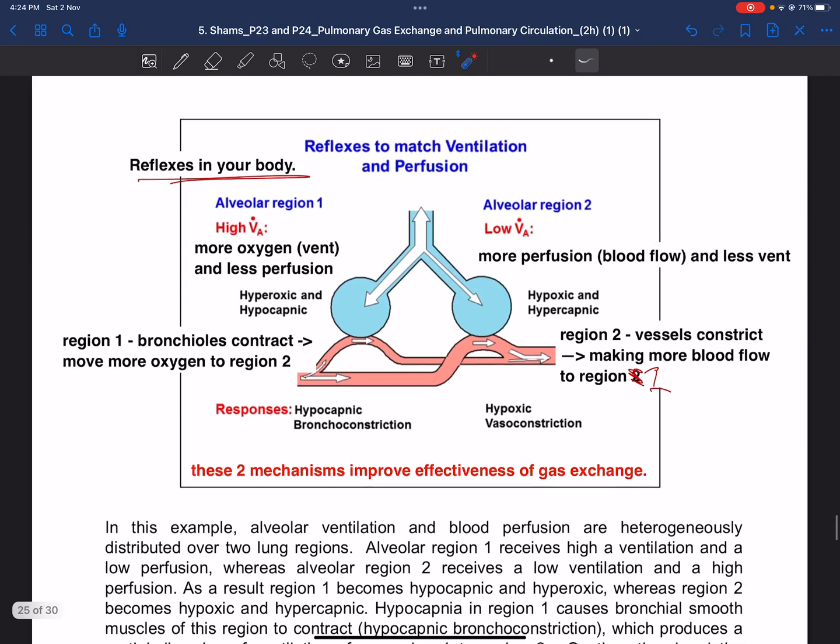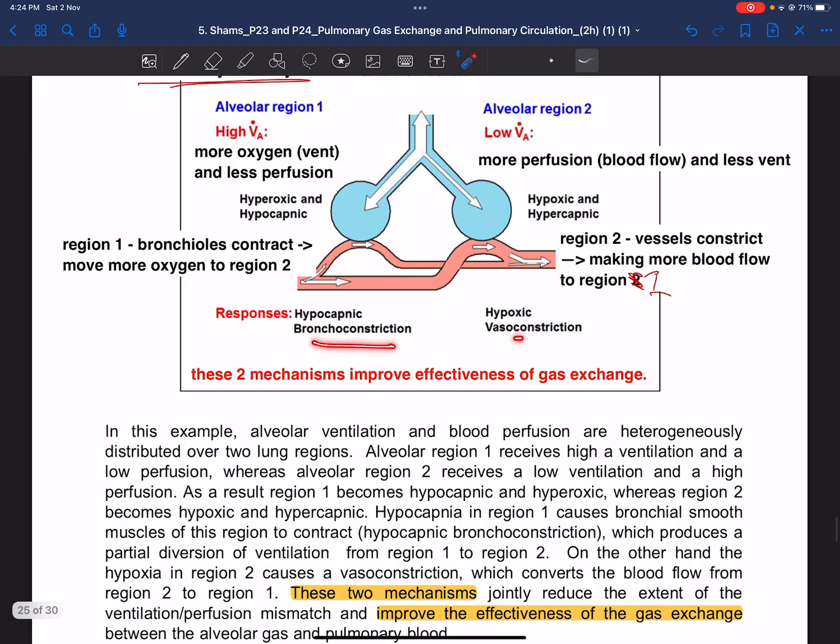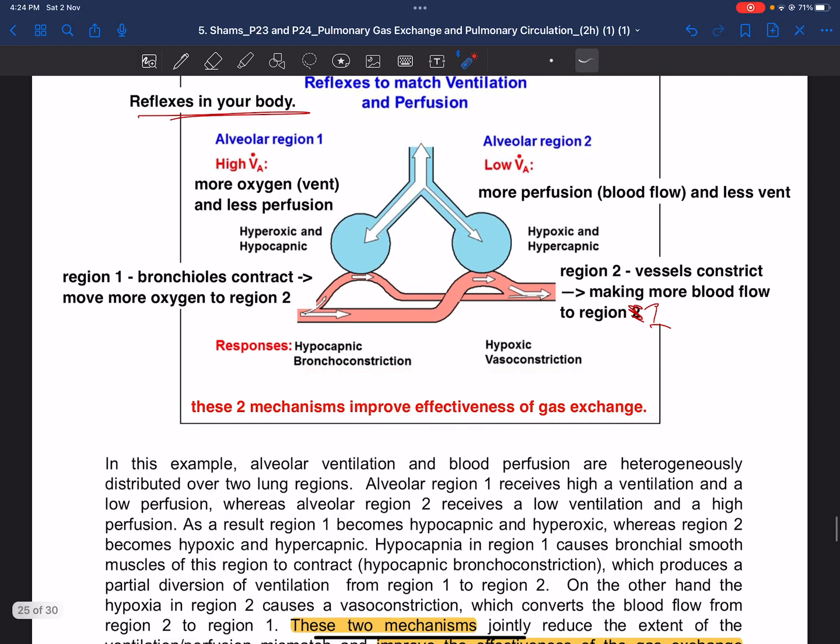So what your body does, as I've said: in region 1, bronchioles contract, moving more oxygen to region 2. In region 2, vessels constrict, making more blood flow to region 1. So the responses are bronchoconstriction and vasoconstriction, and these two mechanisms improve the effectiveness of gas exchange, because you essentially want the same amount of ventilation and blood for all regions. You don't want more blood in this region and more oxygen in that region. So your body bronchoconstricts region 1 and vasoconstricts region 2 to make them more equal.